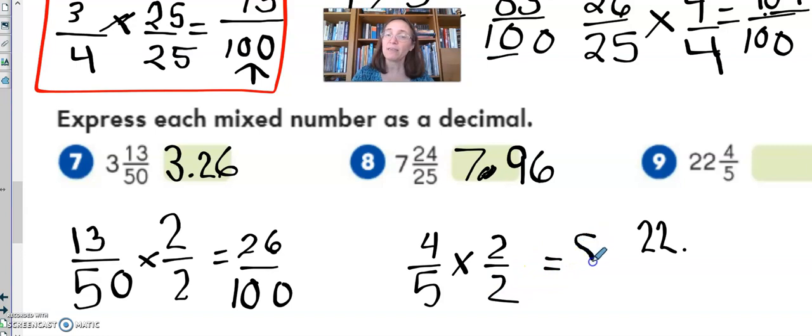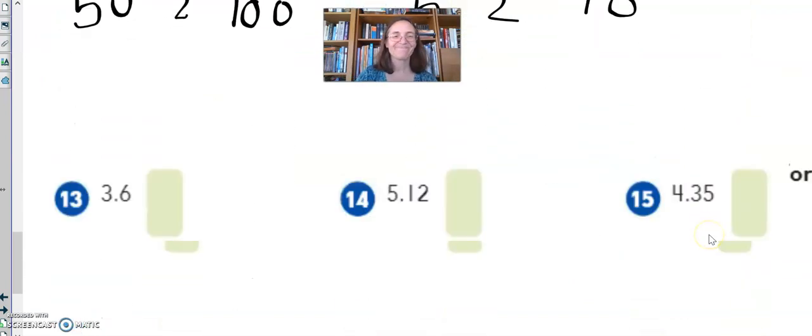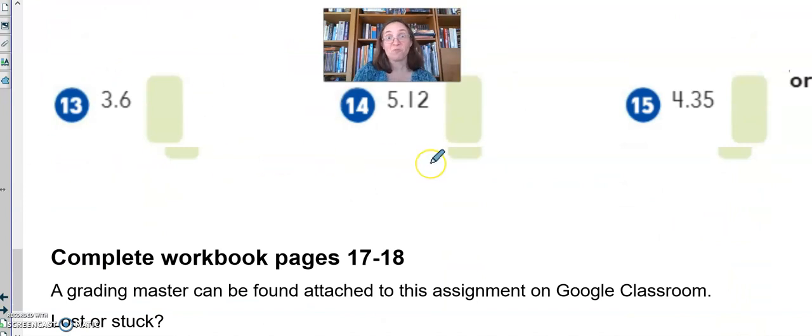And so, you know what? I can just stop there. I don't have to make it more complicated than that. That would be 22 and 8/10. And there's just more and more and more of that.